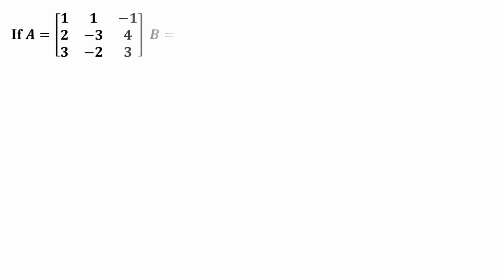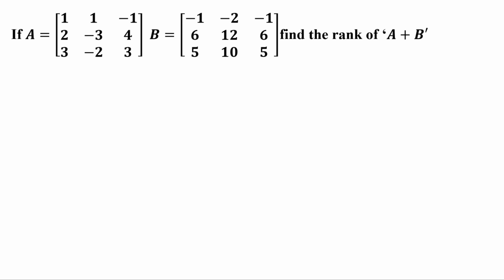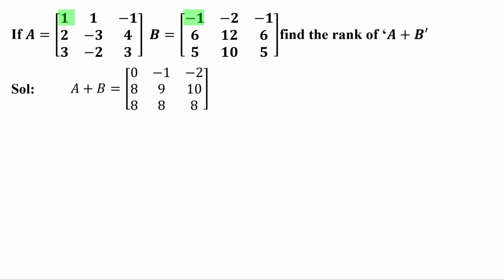We are given two matrices A and B. We are asked to find the rank of A plus B. To first find A plus B, we add the corresponding elements of both matrices. So for the first element, you get 1 minus 1 is 0, 1 minus 2 will be minus 1, minus 1 minus 1 will be minus 2, 2 plus 6 will be 8, minus 3 plus 12 will be 9, 4 plus 6 will be 10, 3 plus 5 will be 8, minus 2 plus 10 will be 8, 3 plus 5 will be 8.